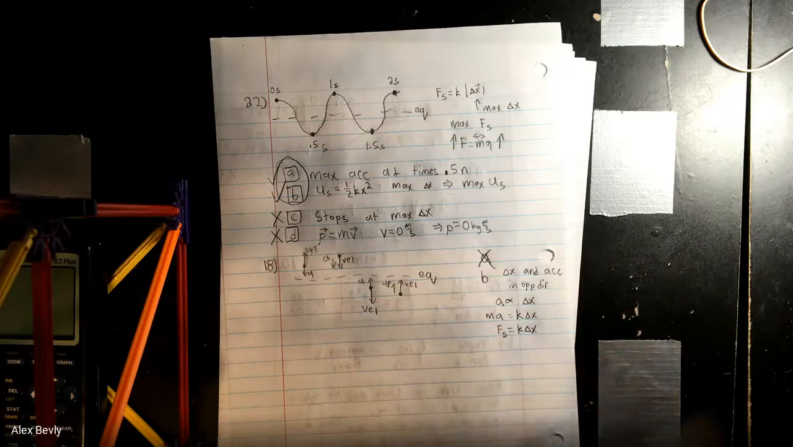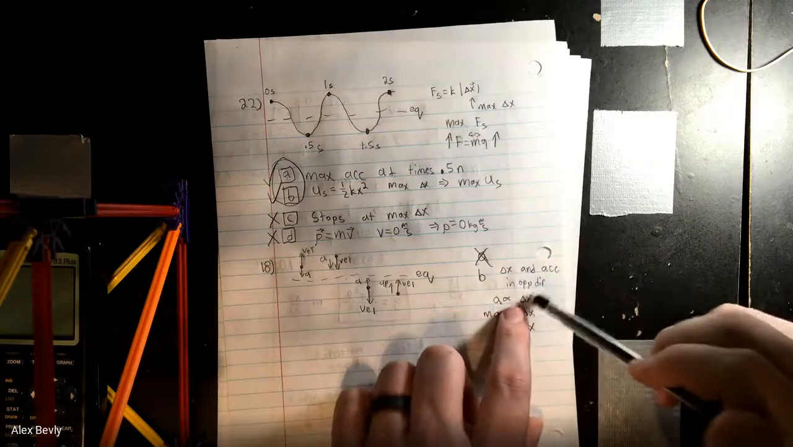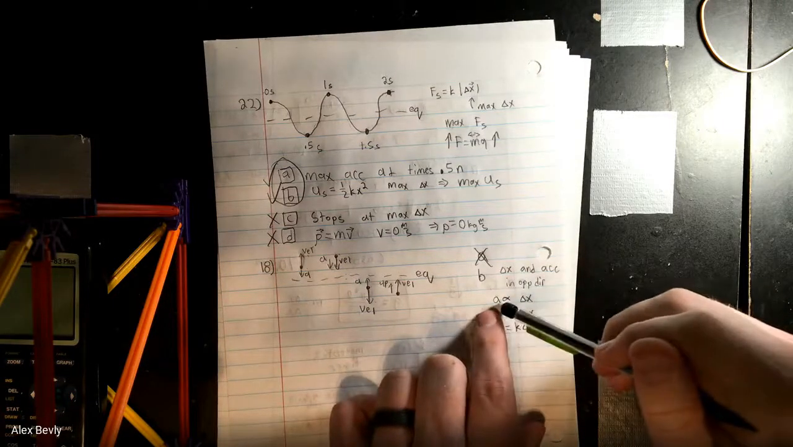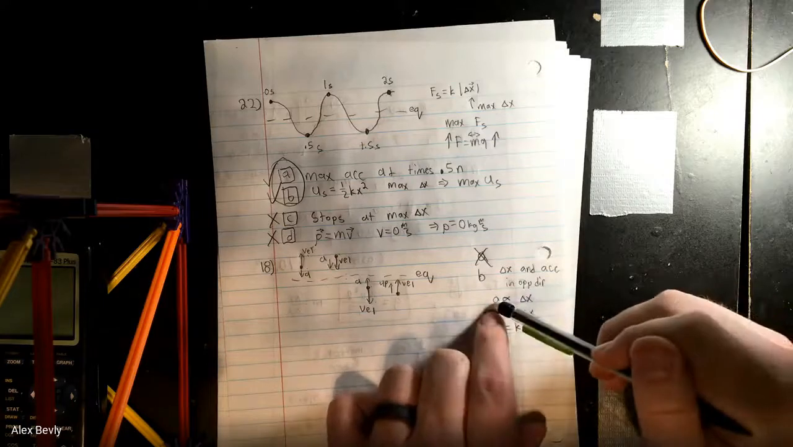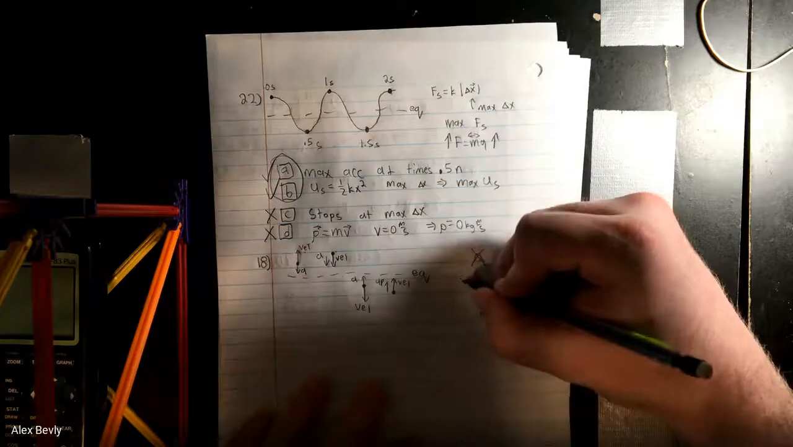So yeah, the displacement is always proportional to acceleration. Or another way of saying this, a big displacement gives a big acceleration. Small displacement gives a small acceleration. Okay, so B is looking really good right here.